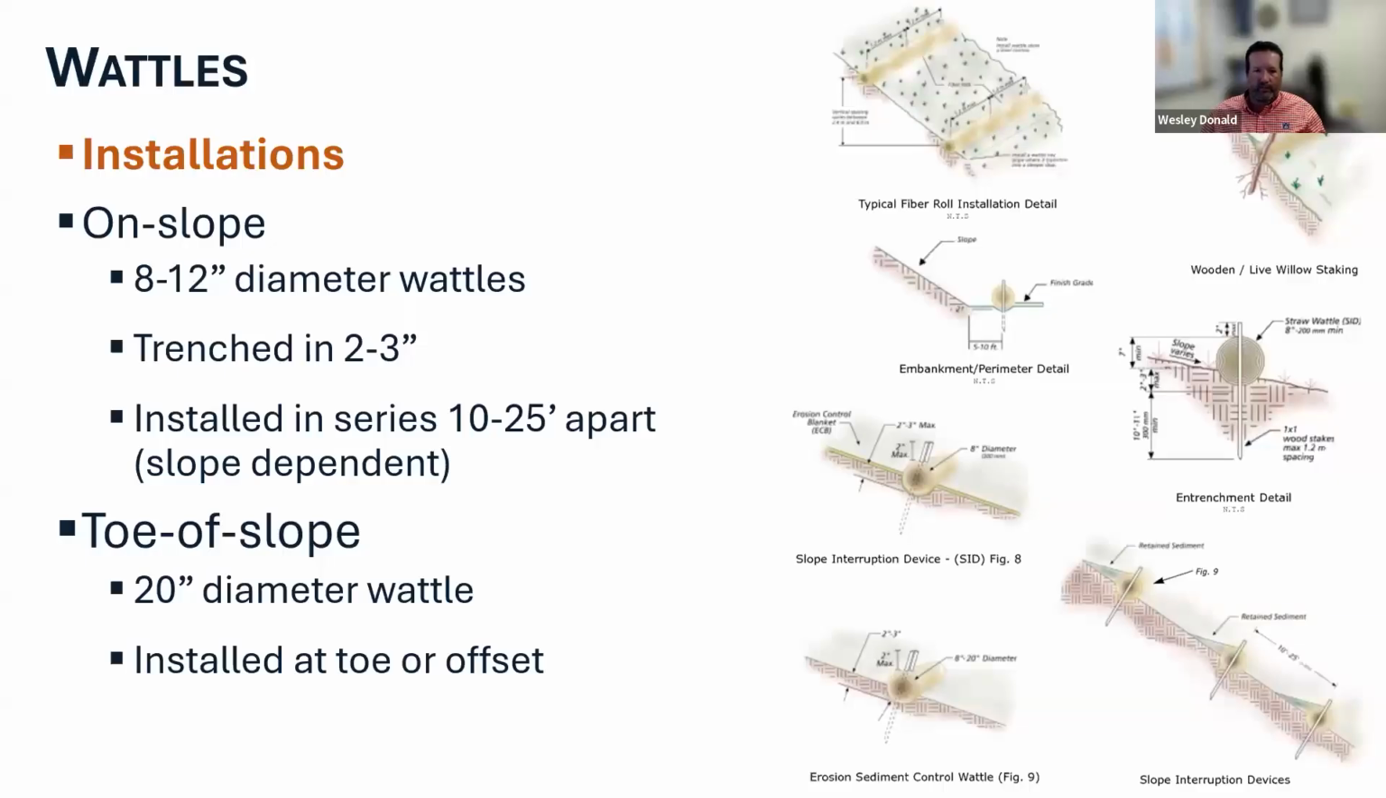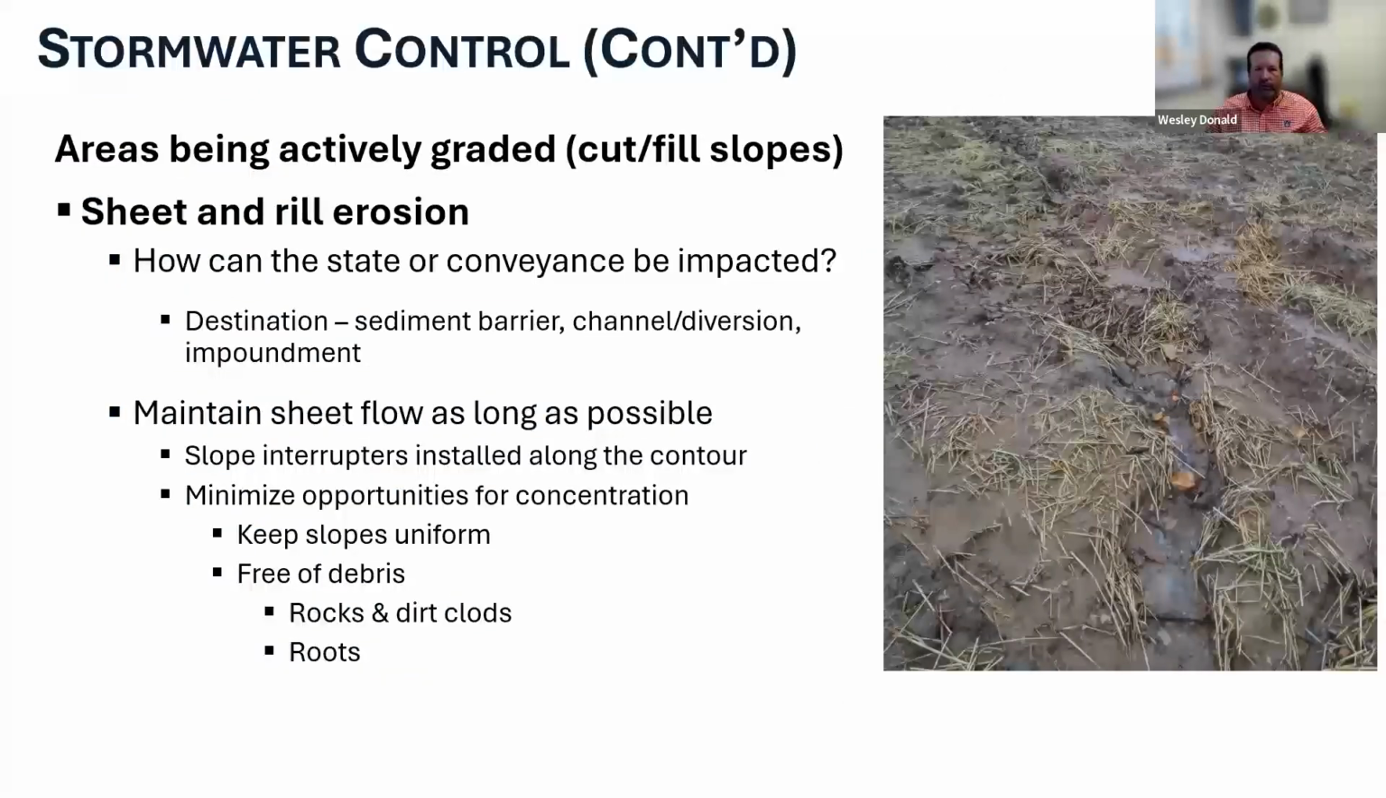From wattles themselves or slope interrupters, there's not a lot of research out there on best practices. I've got my reservations on whether or not we should be trenching it in or not trenching it in. Hopefully we will be researching this further with a project that we have going on. We're still trying to get some feedback from that, but it's something that we're very interested in learning more about in order to, again, help control stormwater on projects.